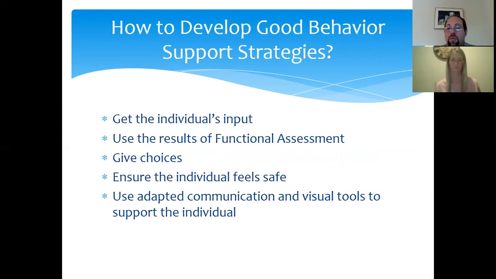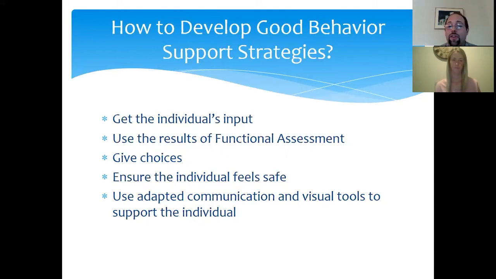So, as far as the process of developing behavior strategies, it's very critical for teams to remember that the individual should always be central to the discussion. They should be giving input as well. They can tell us what might work and what might not work. And getting the individual's buy-in to a strategy is a great way to ensure that they feel they're a part of that decision making. They feel like the strategies are something they've chosen rather than something that's being imposed on them from the outside.